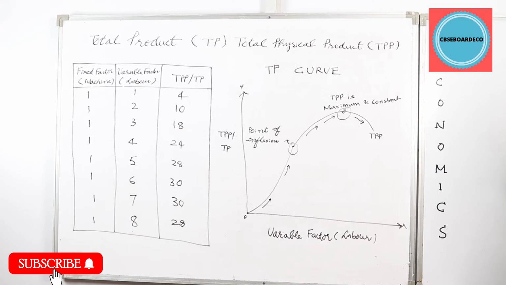Look at this total product or total physical product. The fixed factor is 1 and constant, and variable factor labor is 1, 2, 3, 4, 5, 6, 7, 8. The first laborer you engaged on the fixed factor produced 4. 2 laborers gave you 10, 3 laborers gave you 18, 4 laborers gave you 24, 5 laborers gave you 28, 6 laborers gave 30, and then it became constant, and later 28.